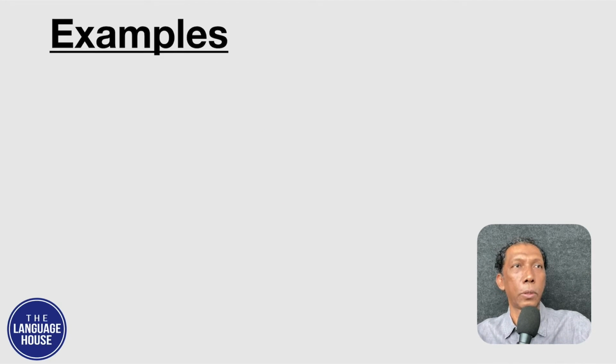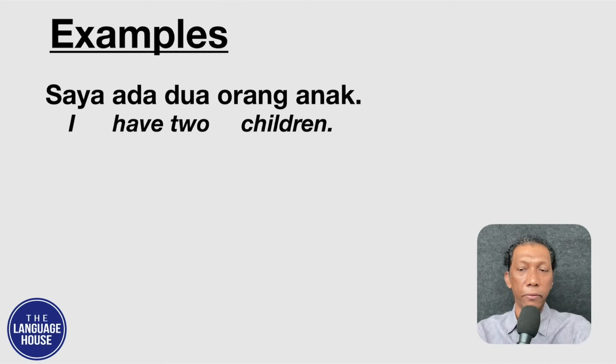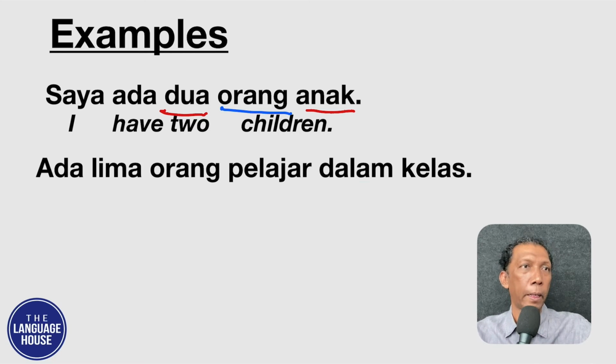Okay, let's go on. In this case, saya ada 2 orang anak. I have 2 children. In English, it's just 2 children, but in Malay, we will have to say 2, and the classifier is orang, because the object is human, anak, children. So 2 orang anak.